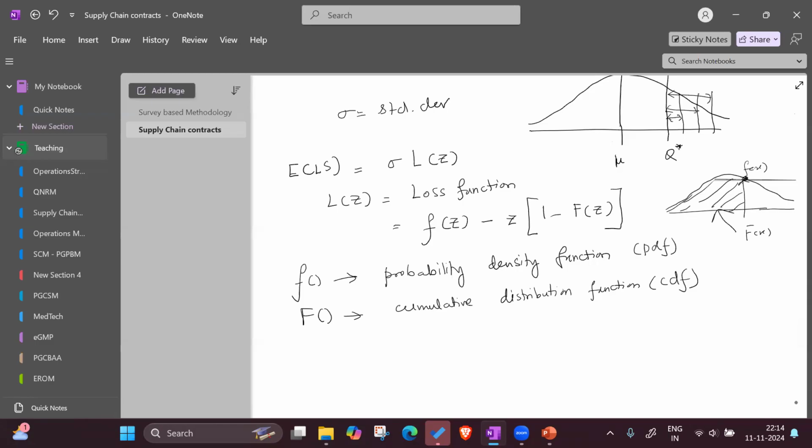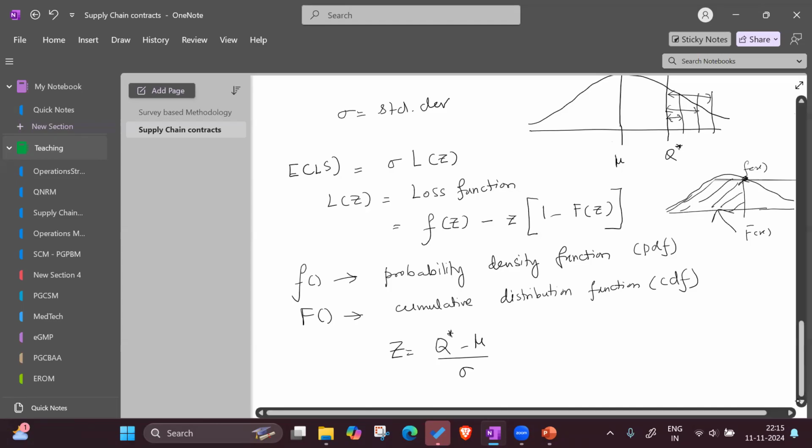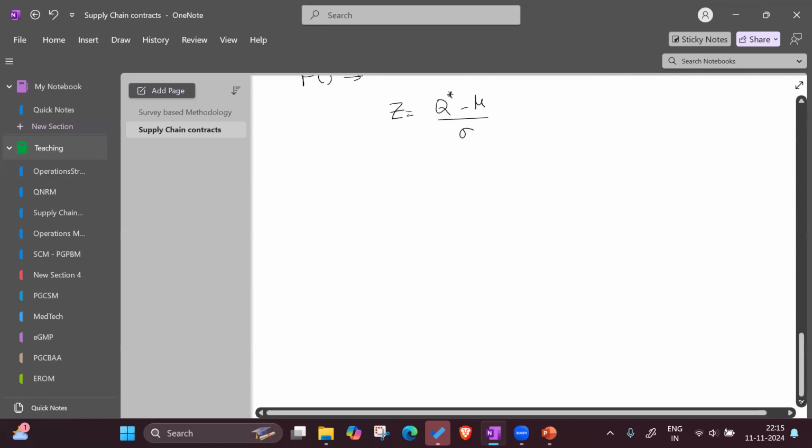Now, once we have the z value, remember from your statistics that z is x minus mu by sigma. Here our x is q star, so z is q star minus mu by sigma. You might have a different x, but here we are looking at all the values corresponding to the q star. Once we have z, we can calculate capital F of z and small f of z, and since sigma is there, expected loss sales can be calculated. So this is the formula for expected loss sale.